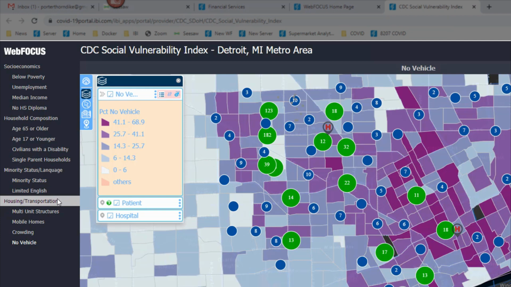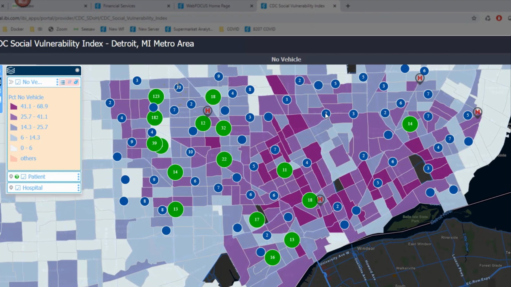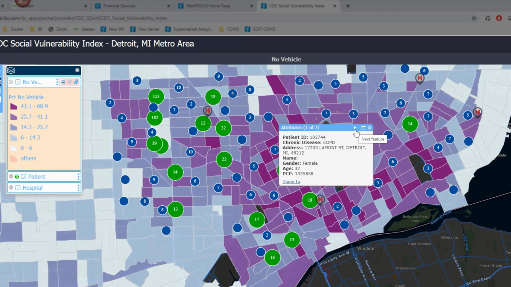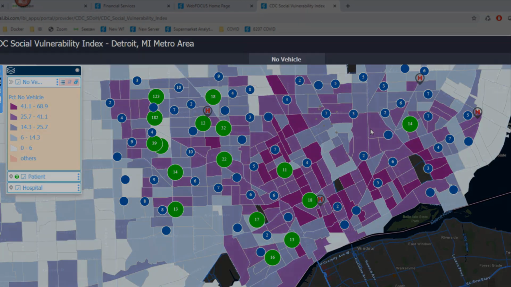What we're looking at right here is an example of a hospital network and patient population in Detroit, Michigan. And so we can see where the hospitals are located. We can see where the patients are located, and they're grouped and clustered, and we could actually see them and take a look at demographic factors and statistics. And it's overlaid with social factors. And in this case, it's people with no vehicle.